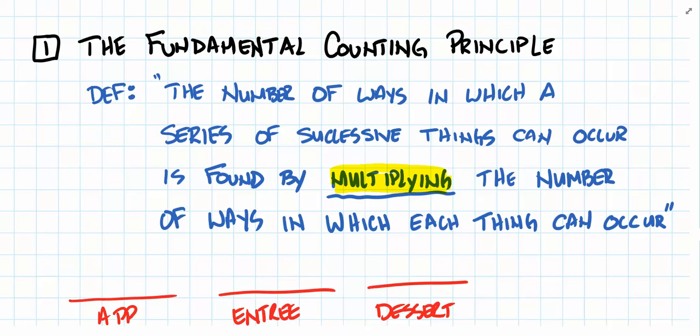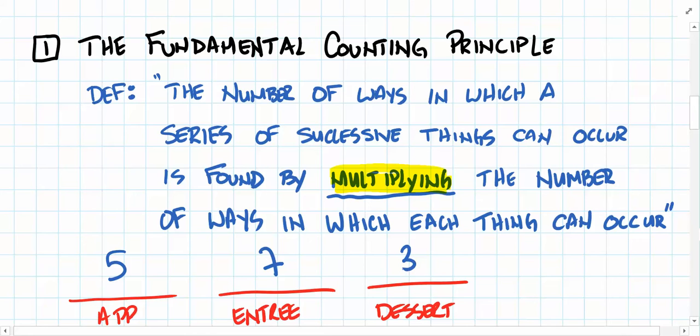So as an example, in the last menu that we looked at, there were a grand total of 5 different appetizers, and there were probably 7 different entrees, and there were 3 different desserts. So the grand total number of meals that we could make is found simply by multiplying all of those together. 5 times 7 times 3. That is a series of successive events, and that's what the fundamental counting principle says.